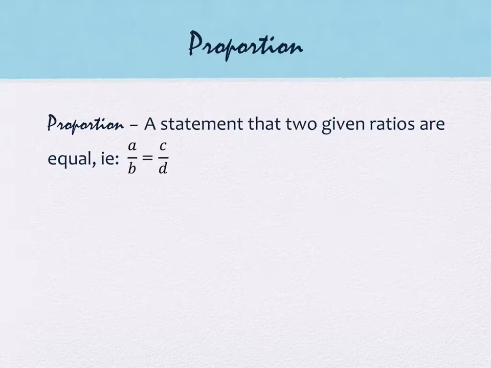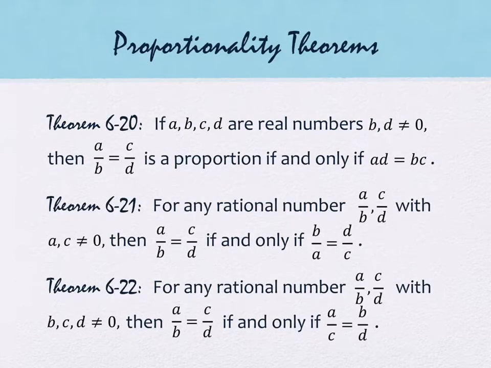They say, hey, if there's a proportion like that, you know what else is true? And they do some different things. So here's one of them, Theorem 620. Theorem 620 we've already seen. It says you can cross multiply and the things are going to be equal. Well, of course you can. We've already done that, right? So if we multiply across the diagonals, we have AD equals BC.